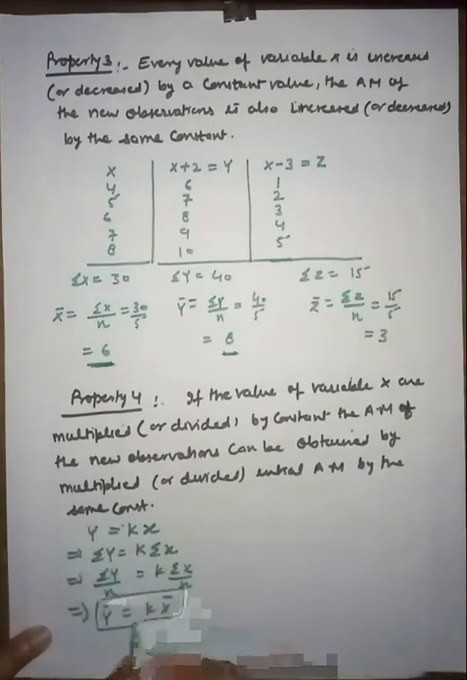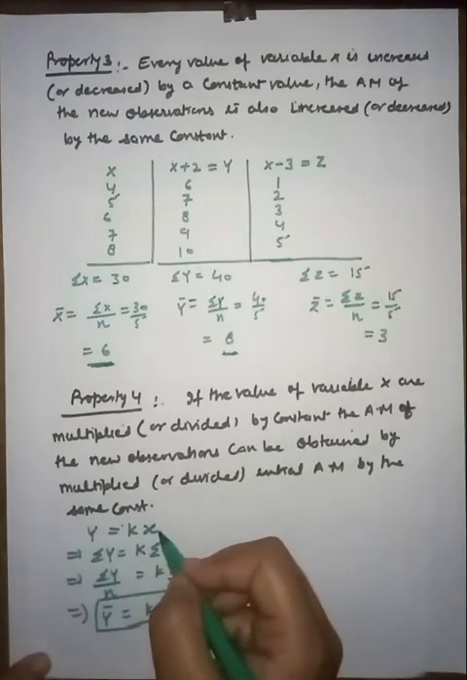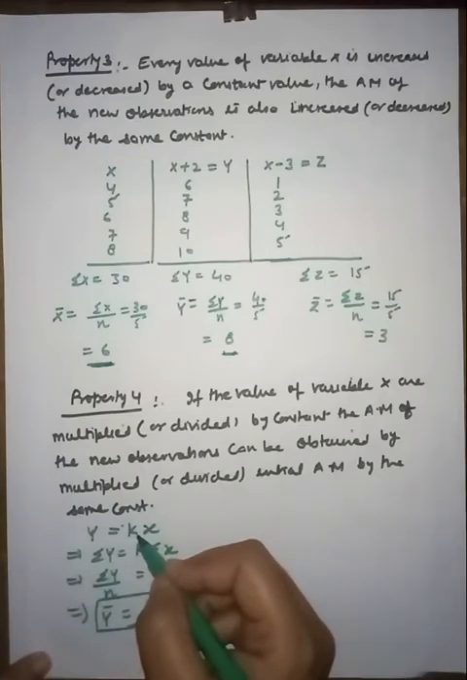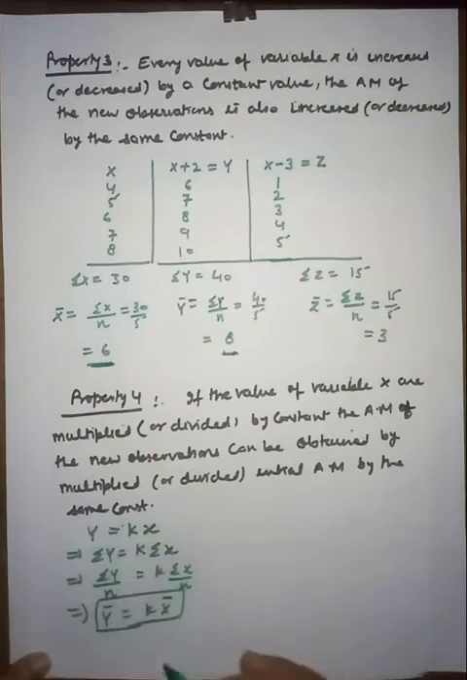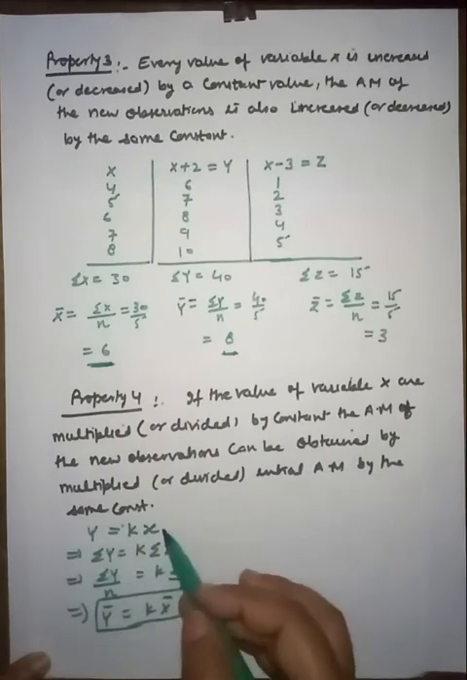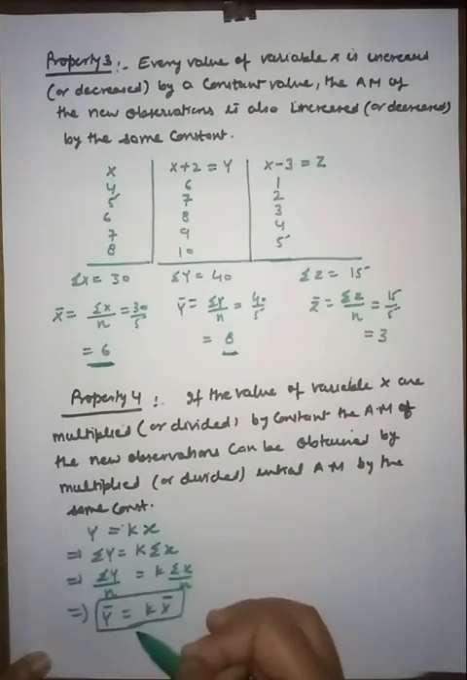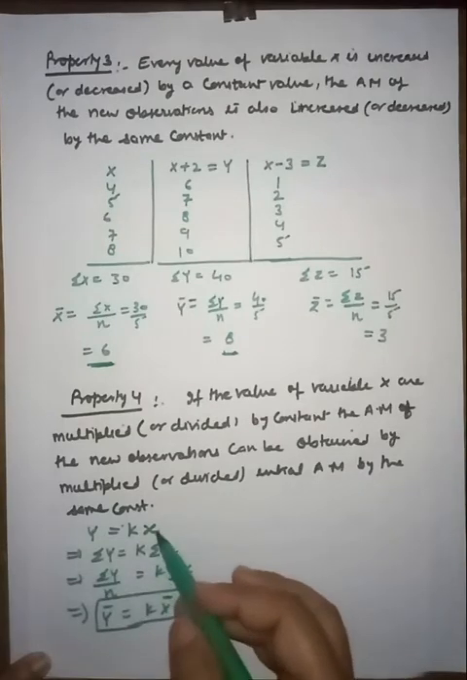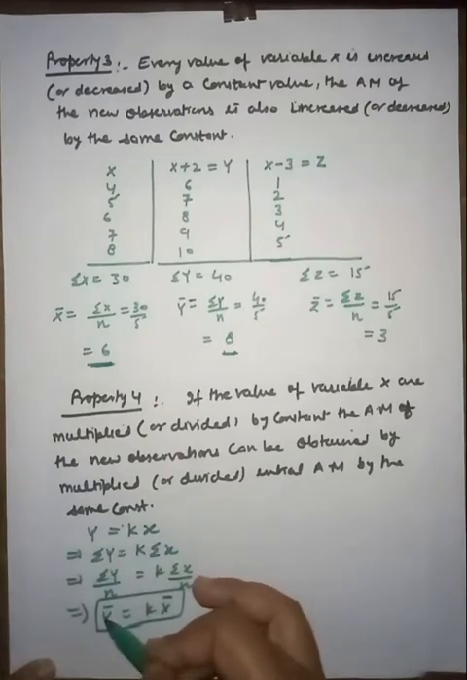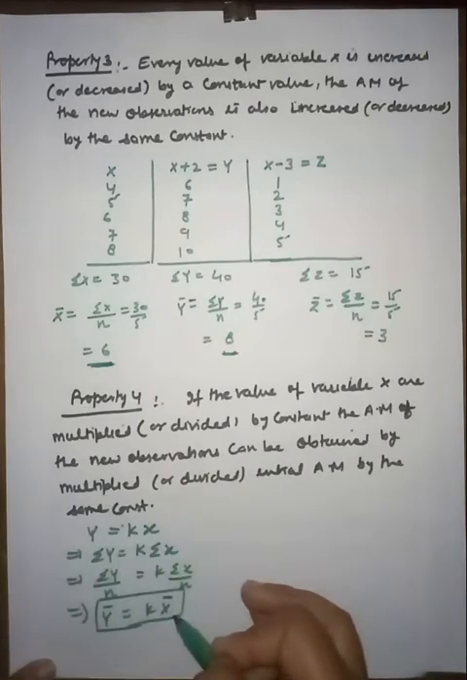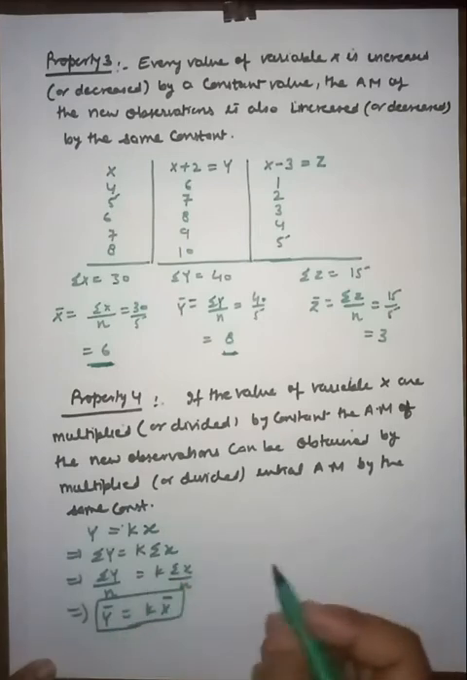So you see, if you are taking the variable multiplied by k, and this value is y, then the arithmetic mean of this new variable, the new observation, is also multiplied by k, the same as the previous one, right?